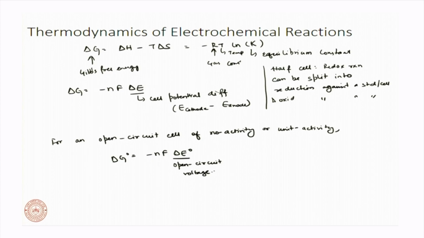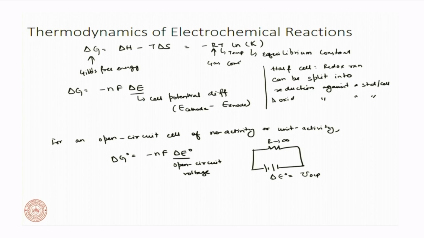Now, what is an open circuit voltage? If you have a cell connected to a resistance, and this resistance tends to infinity, that means your current is very small, so a very small amount of current is flowing that is not capable of doing a significant amount of work. In that case, the cell potential that you measure using a voltmeter across the battery is called your delta E naught, also given by U OCP, that is open circuit potential. The corresponding delta G will be delta G naught under standard conditions.